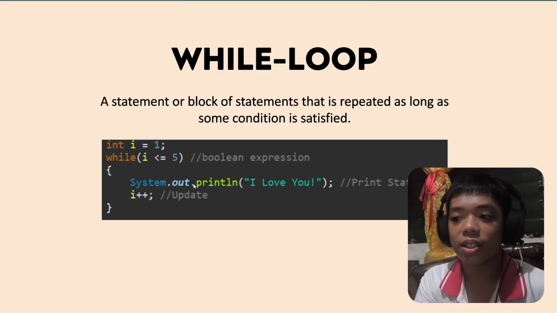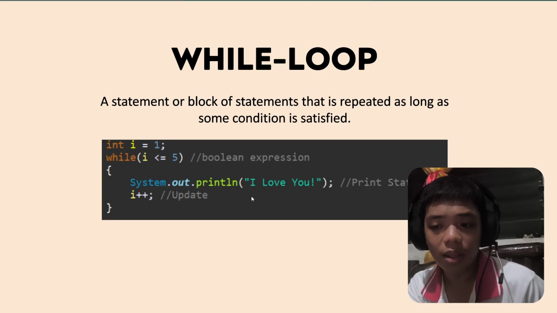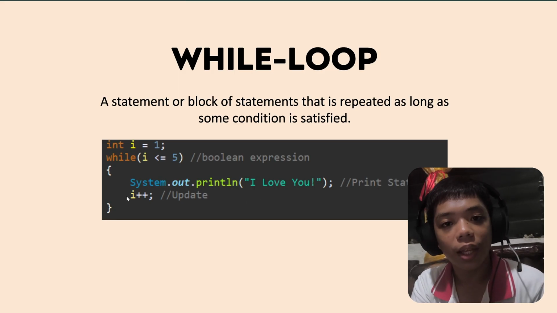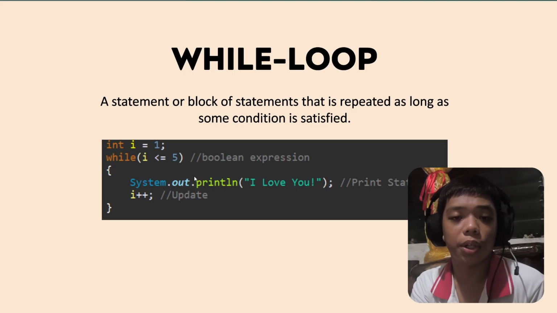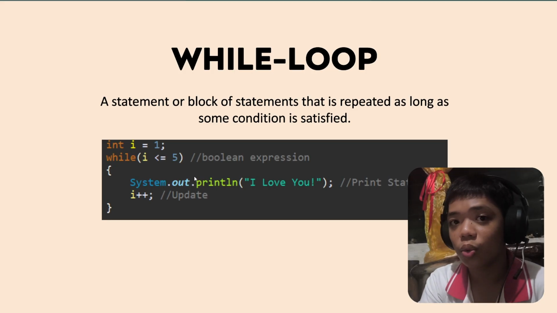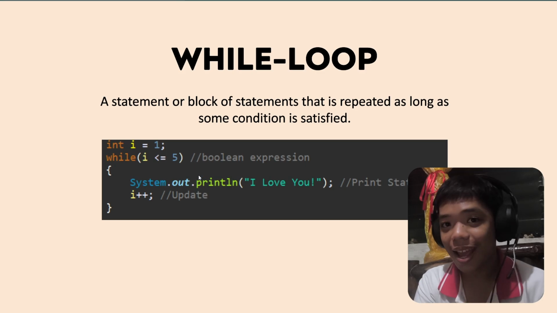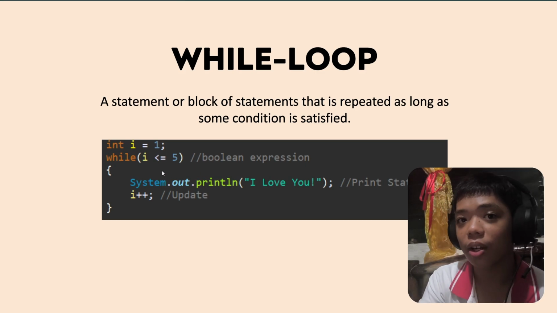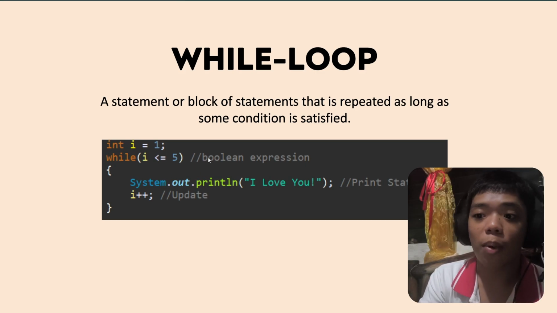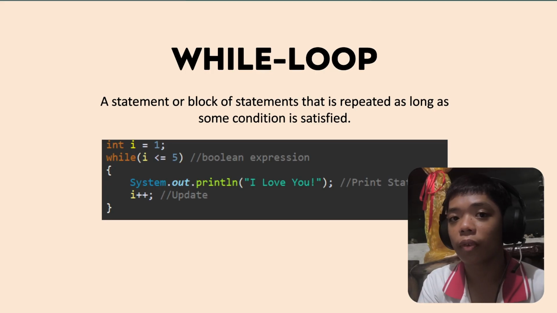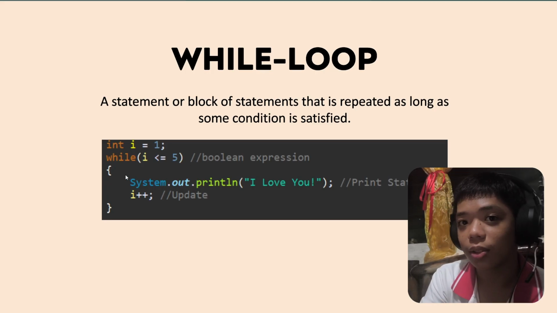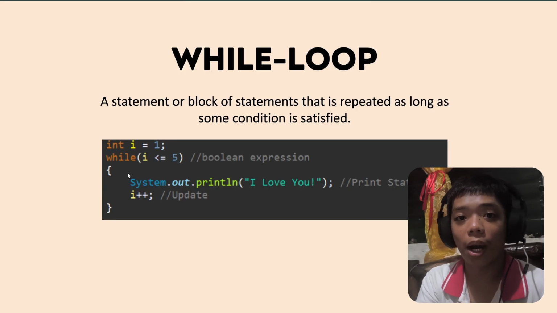So it will run the print statement, and it will proceed to the update. Your 2 becomes 3, and it'll check in your boolean expression whether that's still true or false. 3 is less than or equal to 5 is true. So therefore, it'll run the code again. It'll update, it'll go back to the boolean expression, but this time it's 4. 4 is less than or equal to 5. That is still true. It'll still execute the body of the while loop.